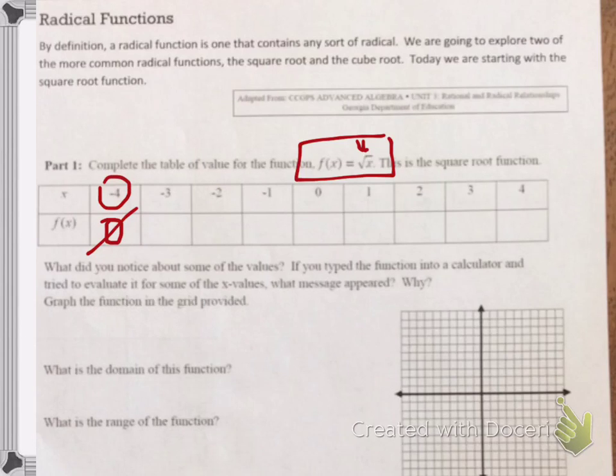A domain error means that it's undefined there. We can't actually square root a negative number. It doesn't work that way. So no value of our graph is going to be at -4. There's nothing there. If we substitute in -3, the same thing happens. It's a domain error. We can't square root a negative number.